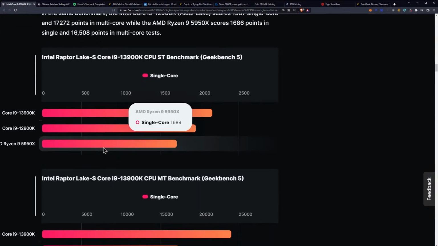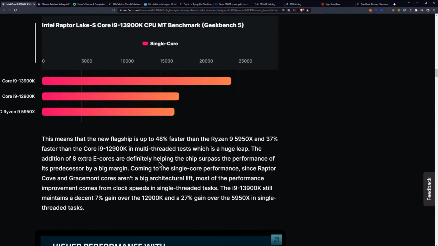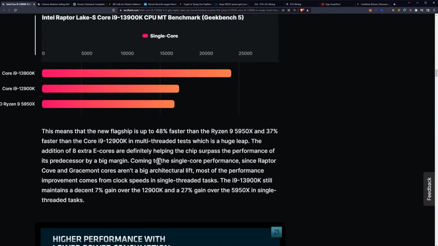And wow, just awesome stuff. This does mean, of course, we do have the new Ryzen chips coming out as well, so the competition is going to be really heated up. I really can't wait. This means that the new flagship is up to 48% faster than the Ryzen 9 5950X and 37% faster than the 12900K in multi-threaded tests, which is a huge leap. The addition of 8 extra E cores is definitely helping the chip surpass the performance of its predecessor by a big margin.